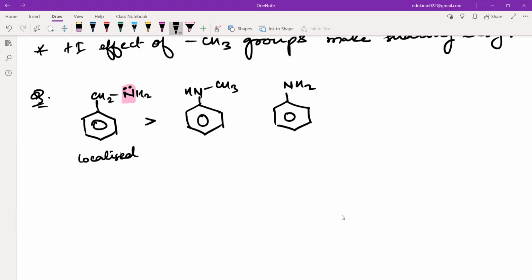Okay, so this is a 1 degree amine, which has a localized electron. This is delocalized. This is also delocalized, and here the delocalization will be a bit less because of the ring. So that is why this will be the order.